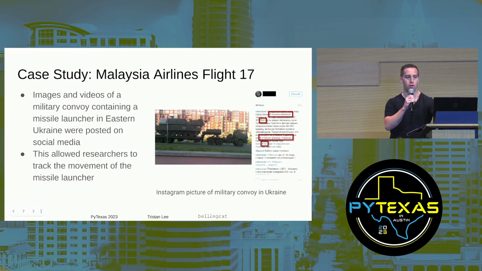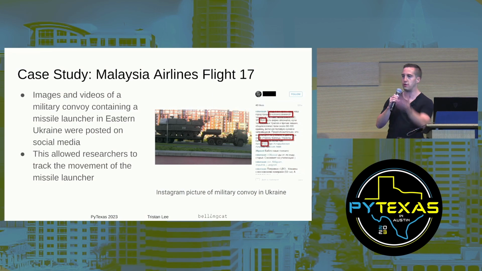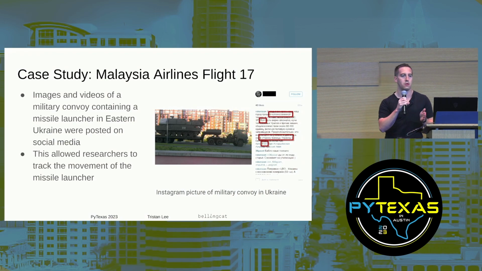Turns out we can learn quite a bit. So in the days before and after MH17 was shot down, there were several sightings of a military convoy near the location of the crash site that contained a missile launcher. Many of these sightings were posted on social media, such as this Instagram picture. And by determining the location of each of these sightings, researchers were able to piece together the movement of the missile launcher.